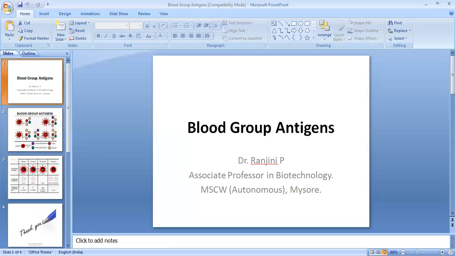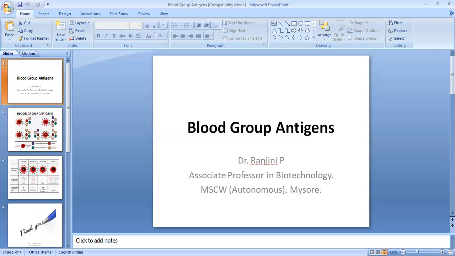Similarly, in case of the group AB blood group individual, they carry both A antigen as well as B antigen on the surface of the RBC. Since both A and B antigens are present on the RBC, they do not carry antibodies for A or B.